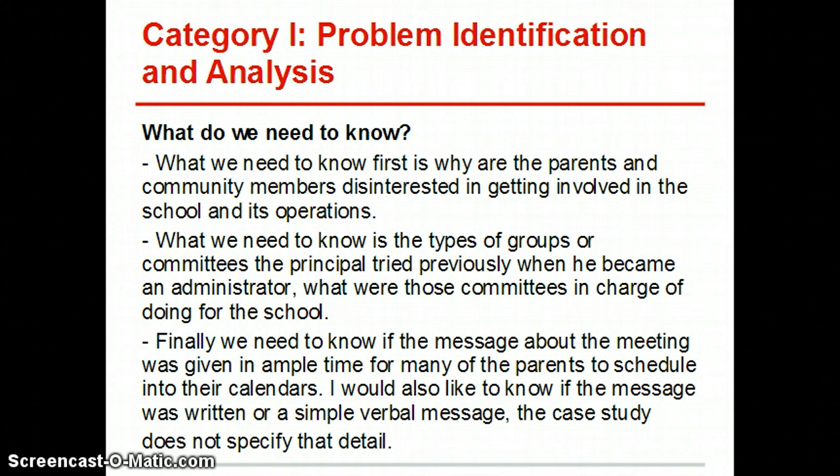Finally, we need to know if the message about getting to the meeting was given ample time for the parents to schedule it into their calendars. I would also like to know if the message was written or a simple verbal message. The case study does not specify that detail.